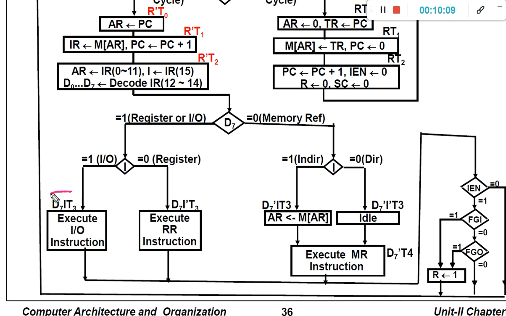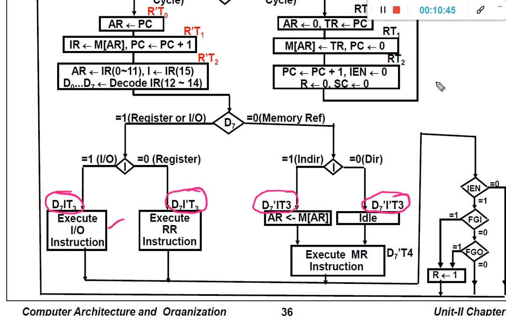If the value is D7IT3, then it will be an IO instruction. If the value is D7I'T3, then it will be a register reference instruction, and if the value is D7'IT3, then it will be an indirect address memory reference instruction. If the value is D7'I'T3, then it will be a memory reference direct address.